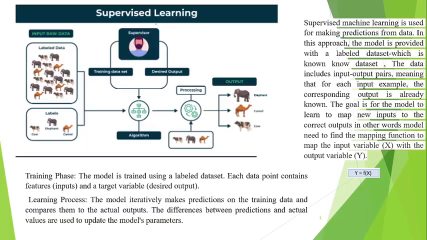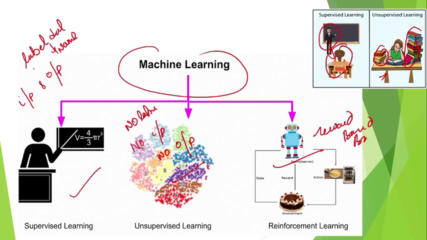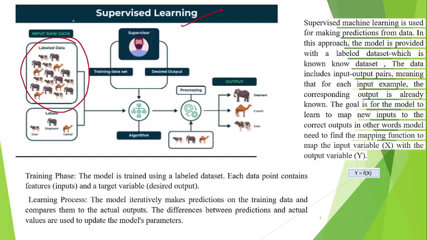So this is the basic diagram of supervised learning. We have got labeled data, as I discussed before in my slides. Known input, known output, correct? The model is trained using labeled data sets. Each data point contains future input and target desired output. And this is the model's training data set.